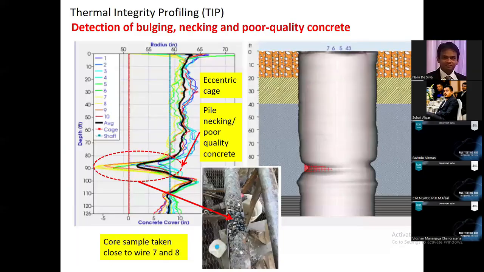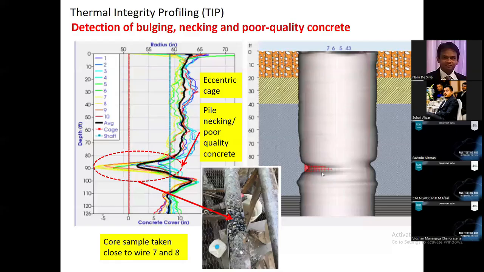So this is a real test data. You can see significant cage misalignment. So different sensors at the same depth indicates different temperatures, means cage has a misalignment. Then there is a serious necking, very serious necking. So this is the three-dimensional profile.